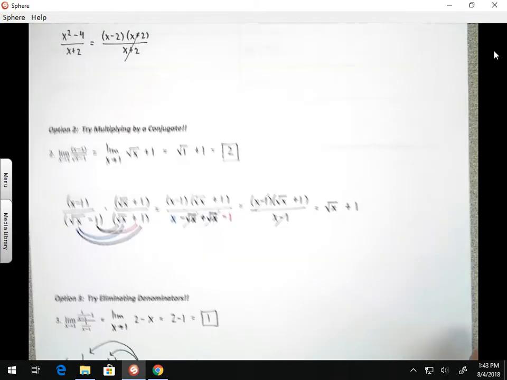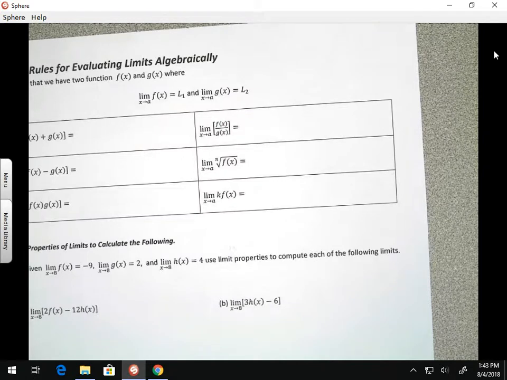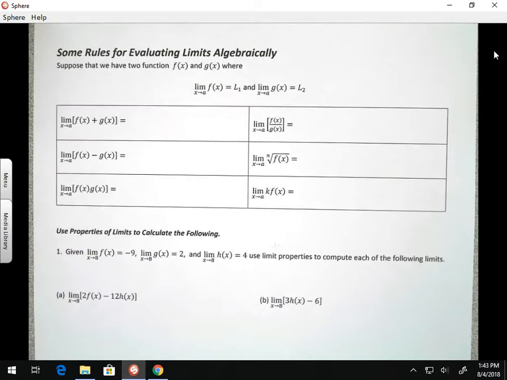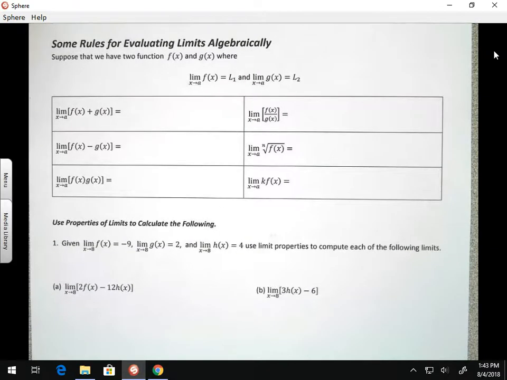All right, one piece of this left. And now we just have some basic properties that are going to help us evaluate limits. You really use these when you're given some known information about limits and are asked to calculate the limit of a sum or a product.